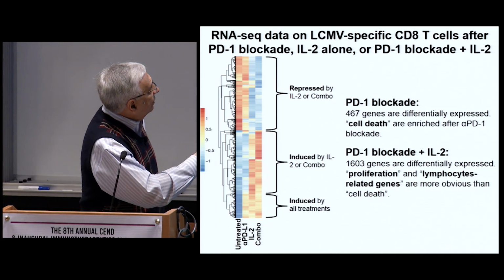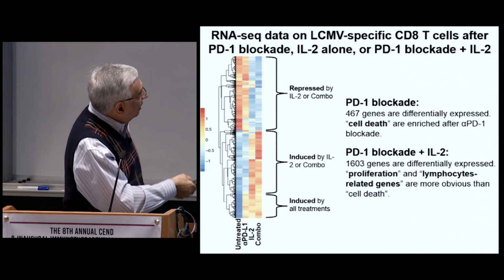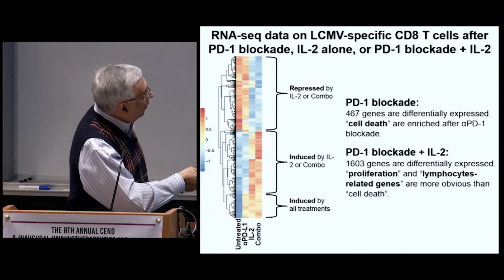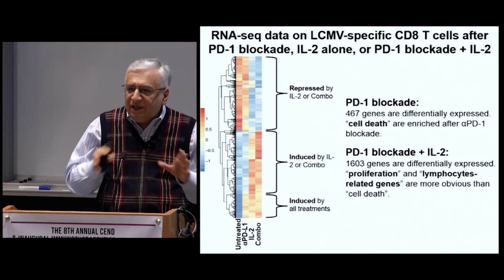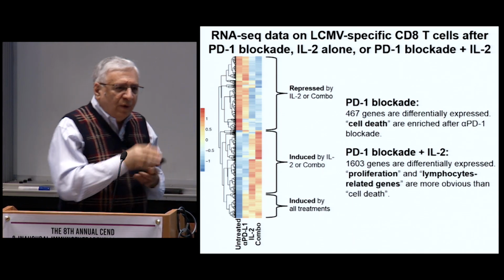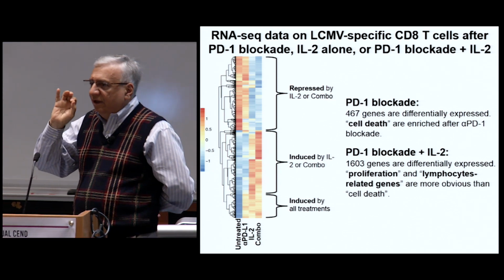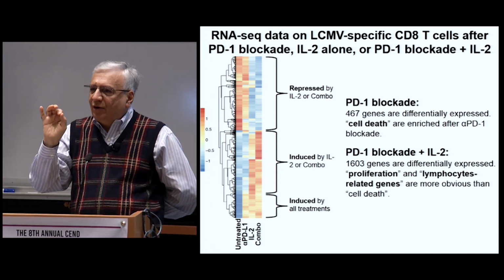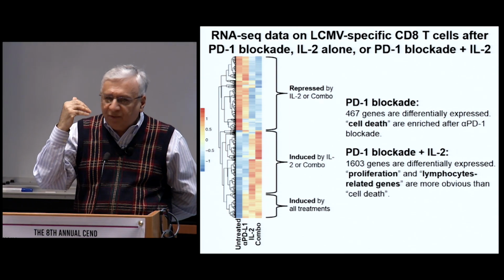And the combinations give the same thing. And then the genes which are upregulated selectively by IL-2 alone and combo alone are involved in this thing that's called proliferation, but basically it means cell survival. Okay? So it's a very interesting finding that the IL-2 plus PD-1 combination is now giving you cells which have much more durability.